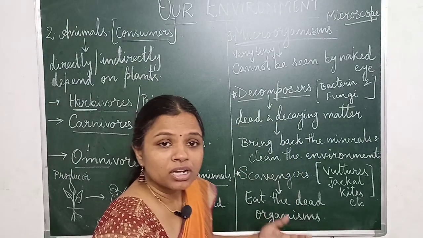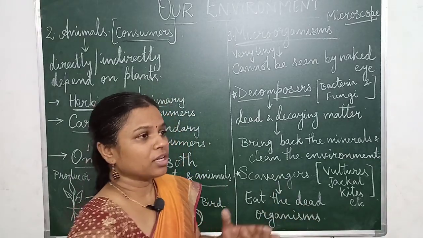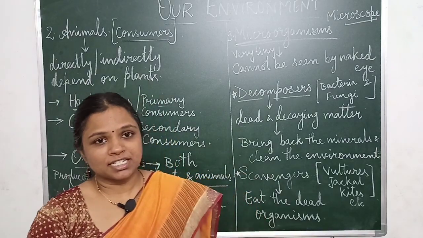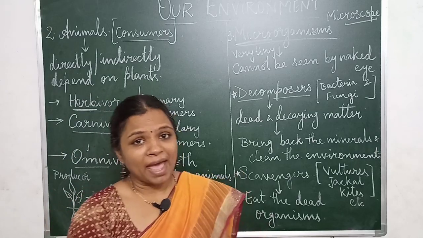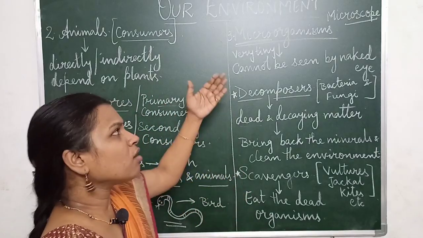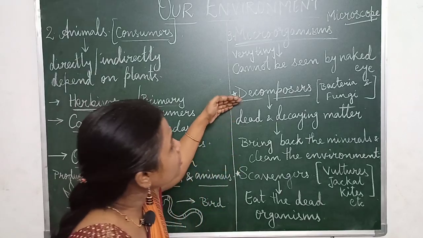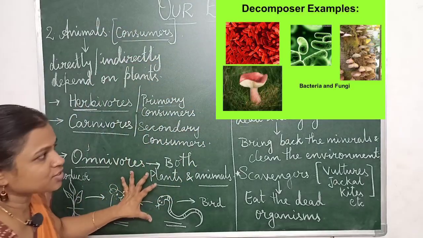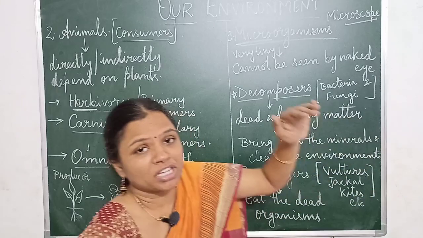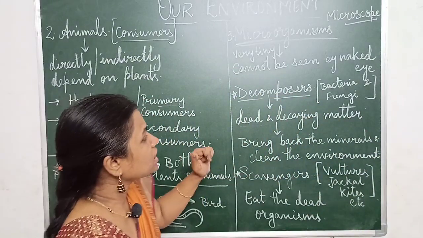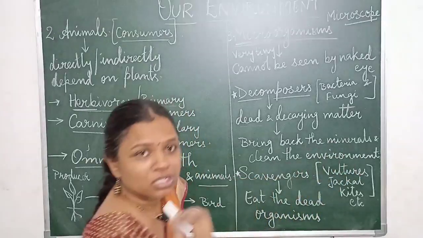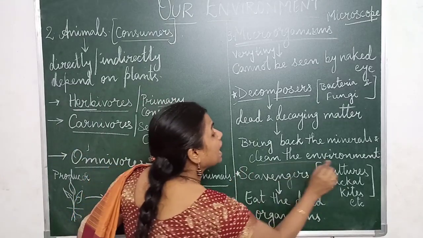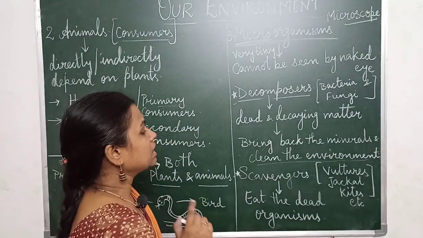Here, if the dead organisms are not decomposed, what happens? The organisms contain some important minerals present inside them. So these minerals have to be brought back into the soil. That is the process of decomposition. So here these decomposers help the minerals which have got locked up in this living system to be brought back into the abiotic factors, into the soil. Not only that, the decomposers play a very important role in cleaning the environment.